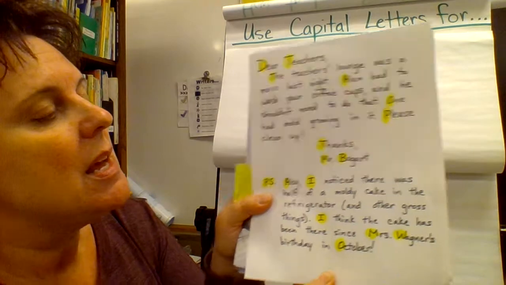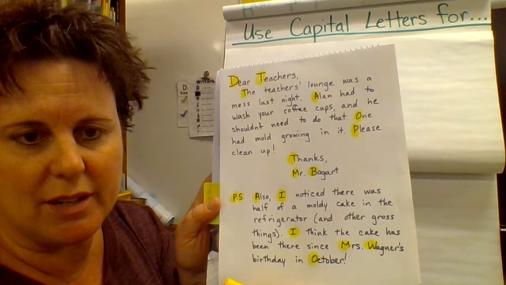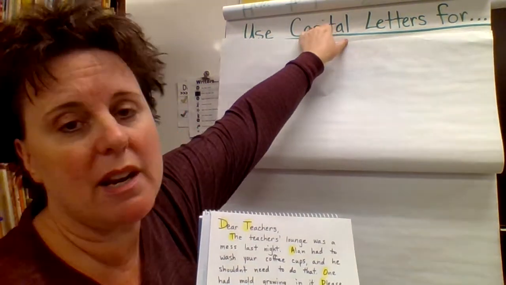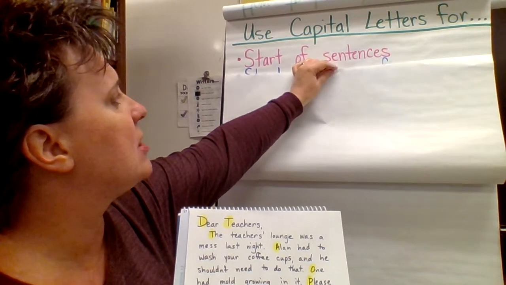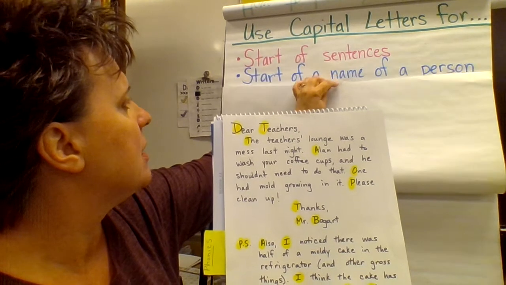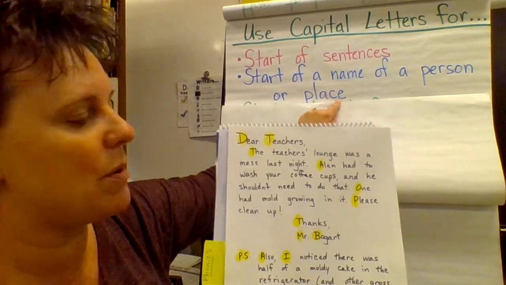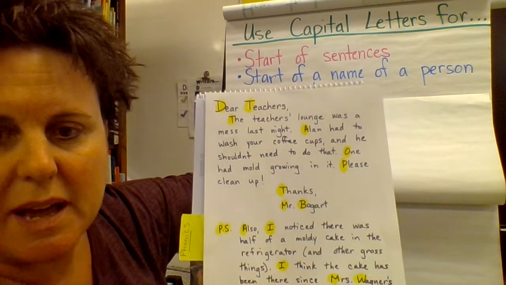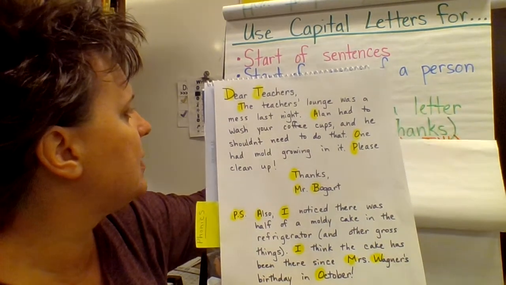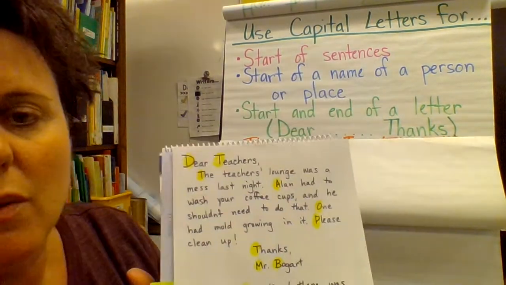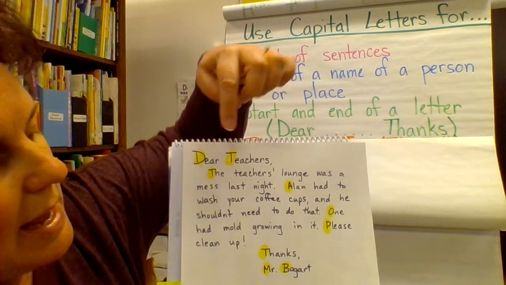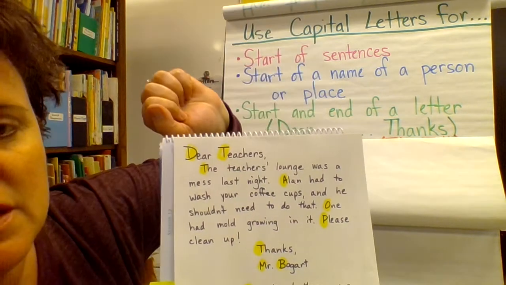Right, good job. So what I did is I took this information and I started a chart for us back here. So let's take a look if we did it right. Capital letters. Start of sentences. We did that. Start of a name of a person or place. We did that. Mr. Bogart, Mrs. Wagner. Those are names. Alan. Good. Start and end of a letter. Well, we did that too. Here is the dear teachers. That's capitalized. And the thanks from Mr. Bogart, the end of the letter. Good.